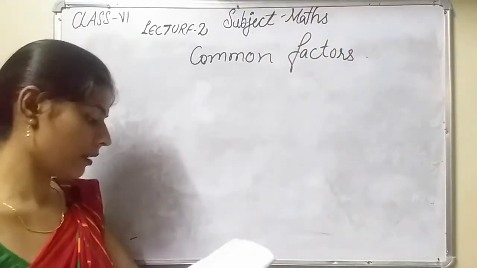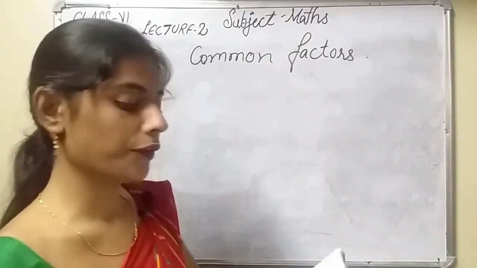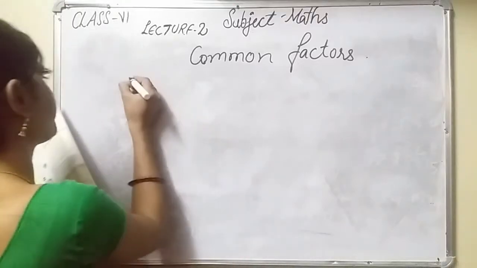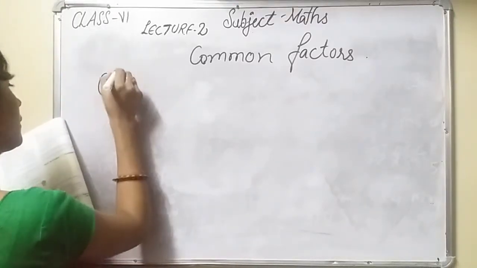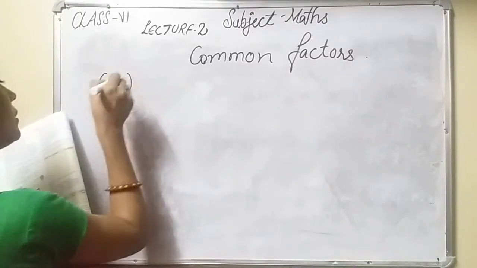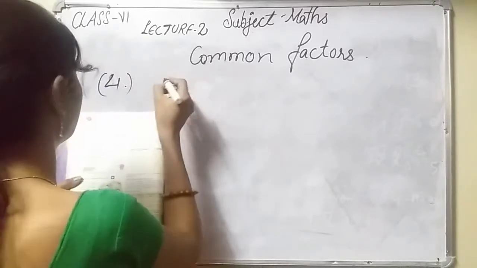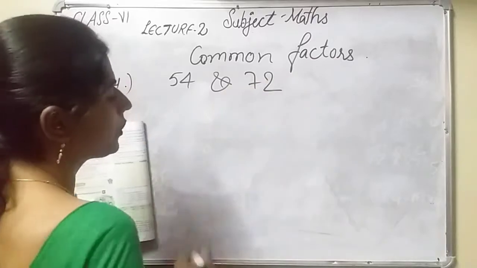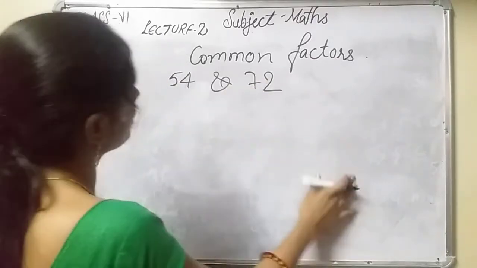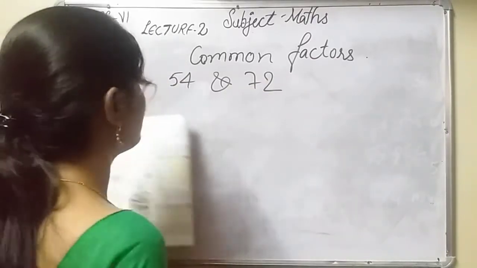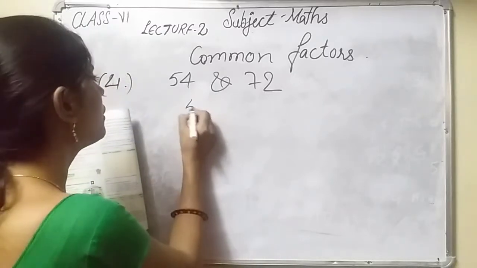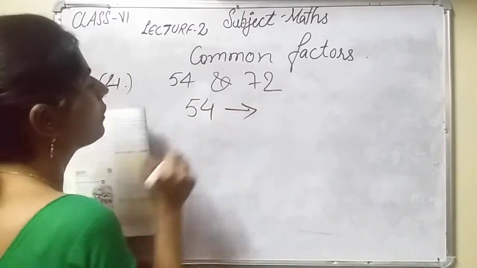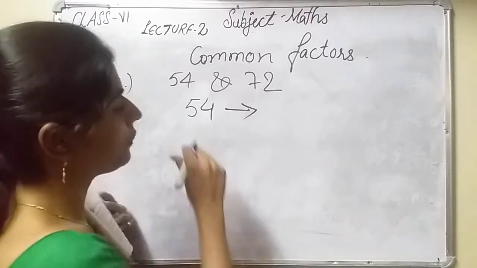Find the common factors of 54 and 72. Example number 4, we are solving 54 and 72. So, how to find the common factors, that we have studied in our previous video? 54. What are the factors of 54?